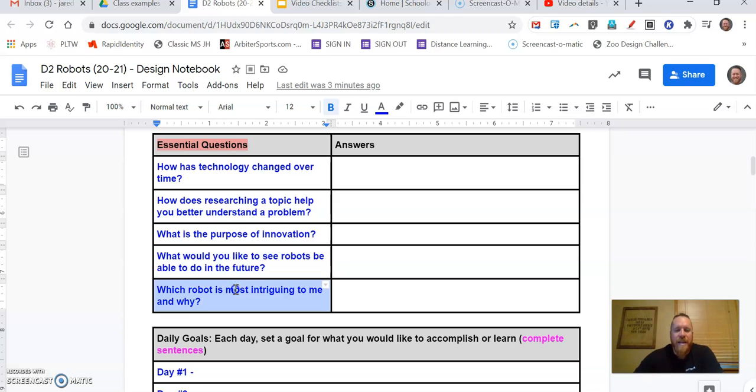And then just asking you which one is the most interesting, which robot that was presented to you you feel is really interesting. Okay. Maybe it's not one that is going to be around, or that you think is going to be the most important or have the most impact on society, but just which one did you think was the most interesting? And that one should be a robot that was not your robot. Okay. Once you have those things done, your design notebook should be complete.